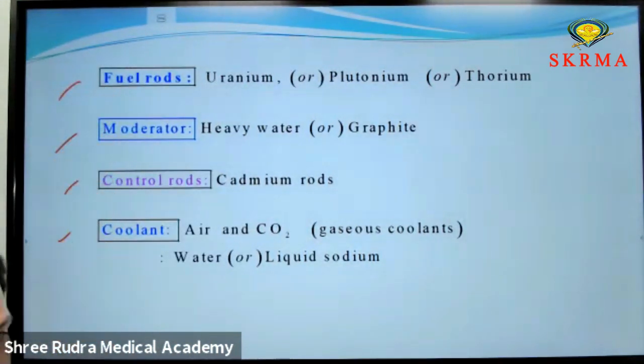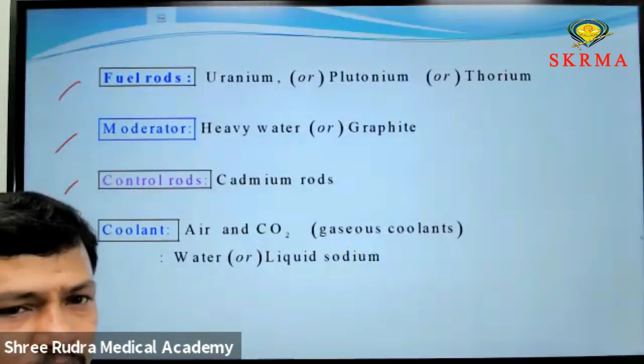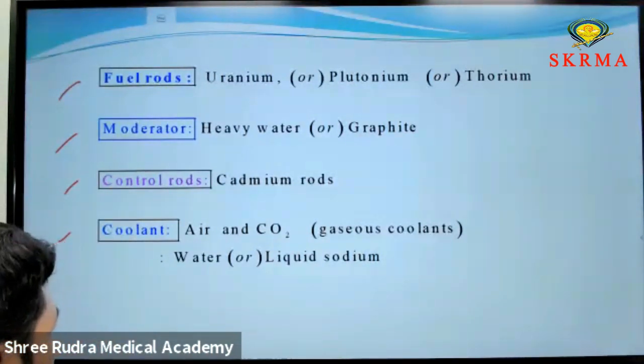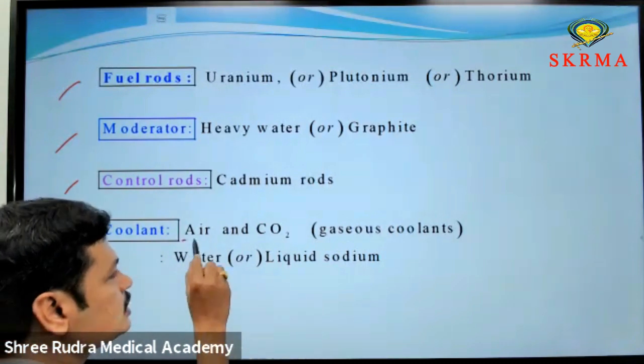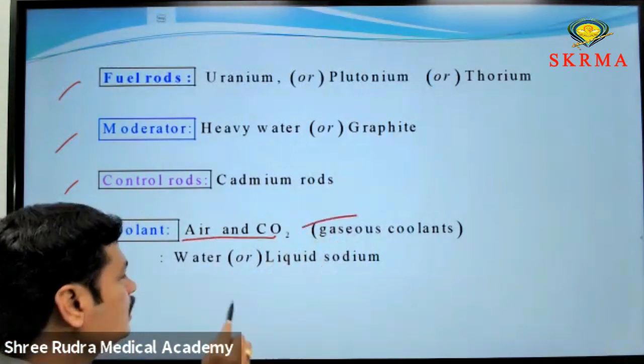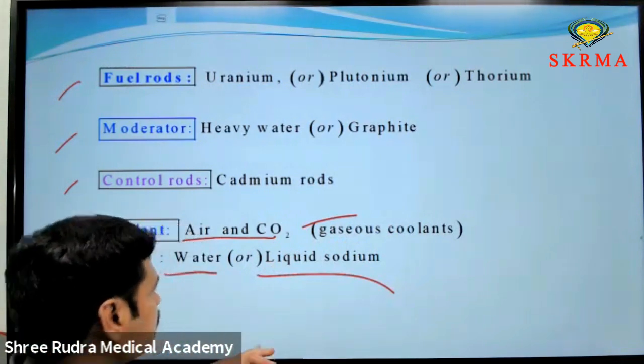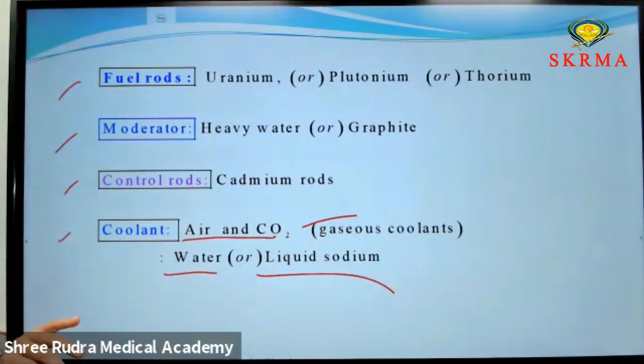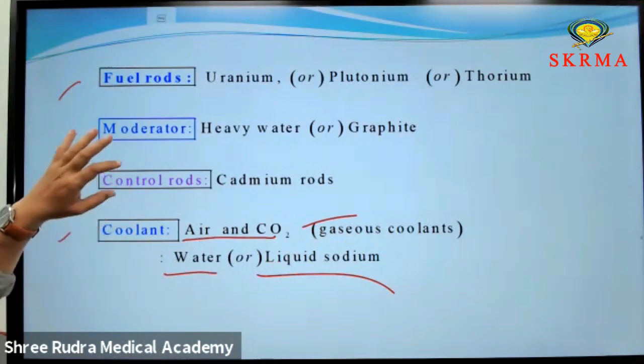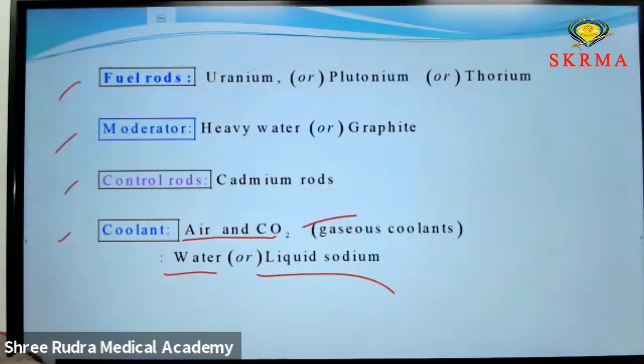Fuel rods. What are the fuel rods? Uranium, plutonium, or thorium. What is the moderator? Heavy water or graphite. What are control rods? Cadmium rods. Coolant. Coolant is air, CO2 as a gaseous coolant, or water, or liquid sodium. Generally, these are used as coolants. You should keep in mind all these four different components.